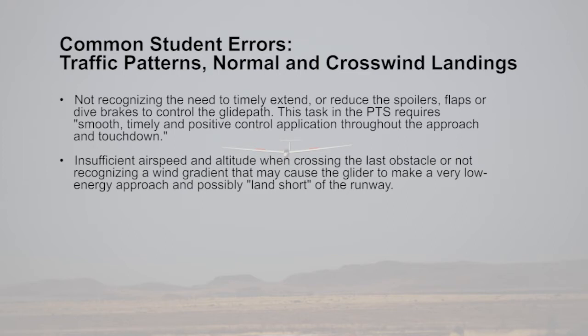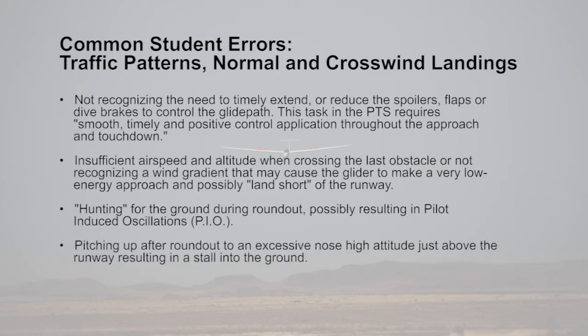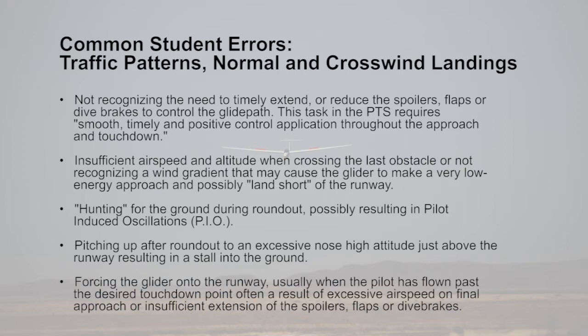Insufficient airspeed and altitude when crossing the last obstacle, or not recognizing a wind gradient that may cause the glider to make a very low energy approach and possibly land short of the runway. Hunting for the ground during roundout, possibly resulting in pilot-induced oscillations. Pitching up after roundout to an excessive nose-high attitude just above the runway, resulting in a stall into the ground. Forcing the glider onto the runway, usually when the pilot has flown past the desired touchdown point, often a result of excessive airspeed on final approach or insufficient extension of spoilers, flaps, or dive brakes.